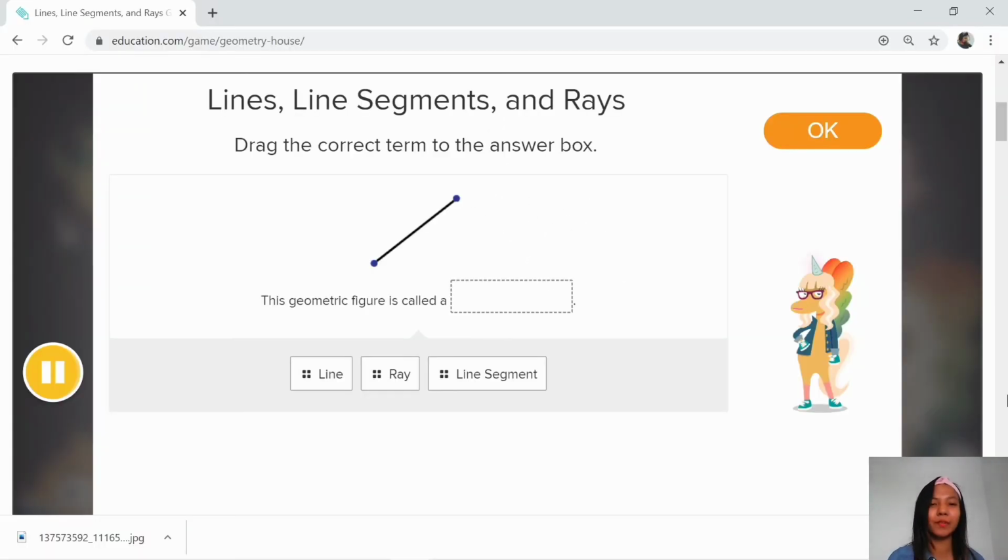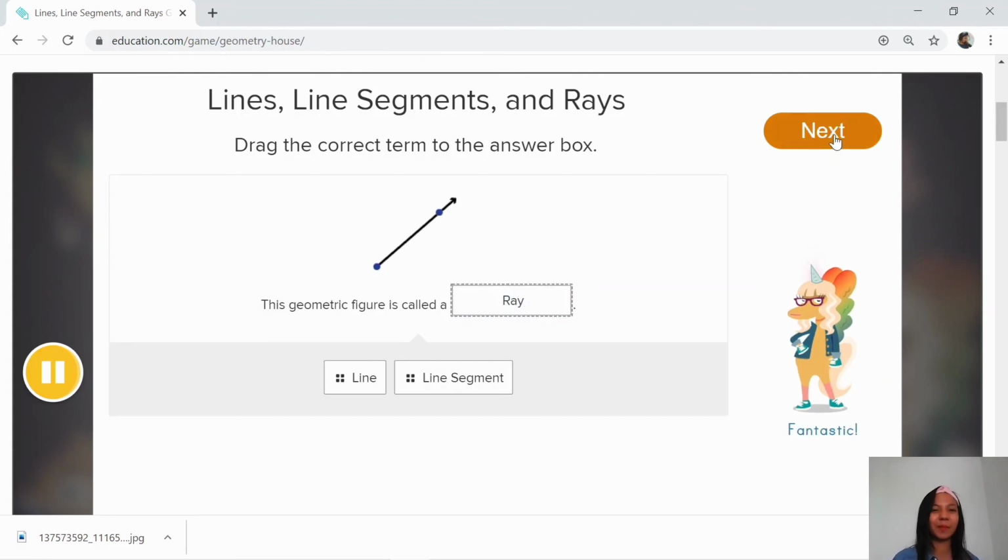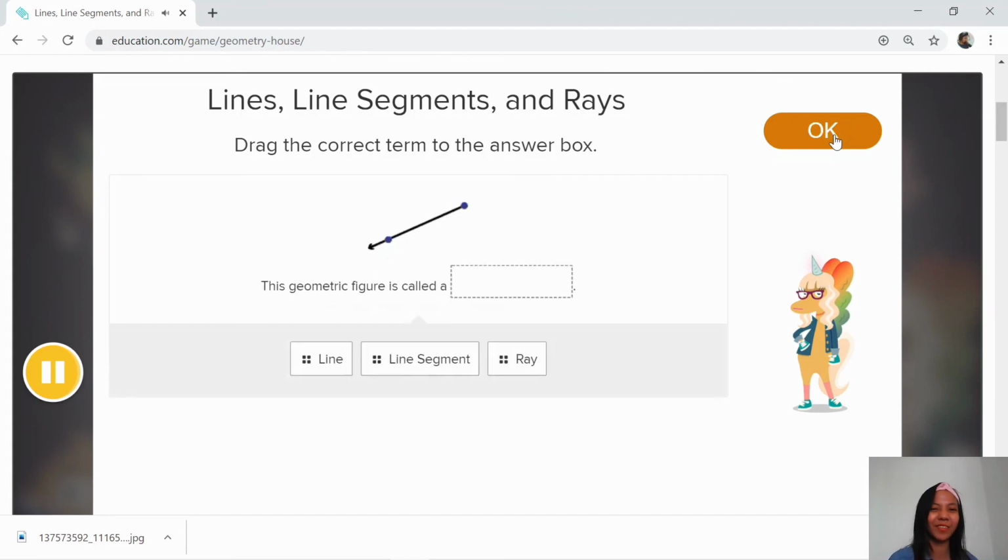Now you're going to see if you can remember the lesson that we have tackled today. Can you tell me what kind of figure or diagram is this? It's a line segment. Very good. That's right. Next. What do you think is this? Is it a line, line segment, or a ray? It's a ray. Very good. Awesome, fantastic.